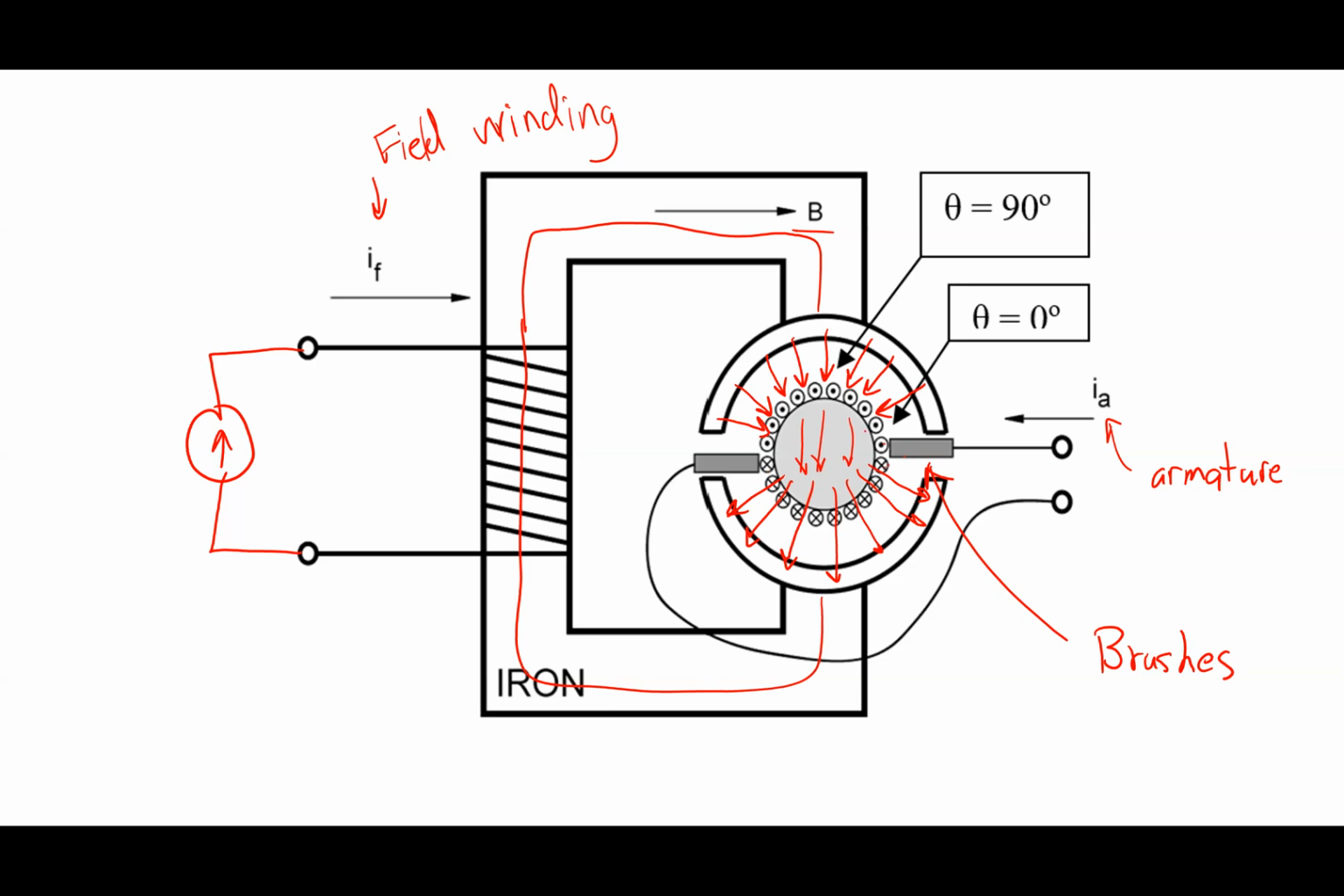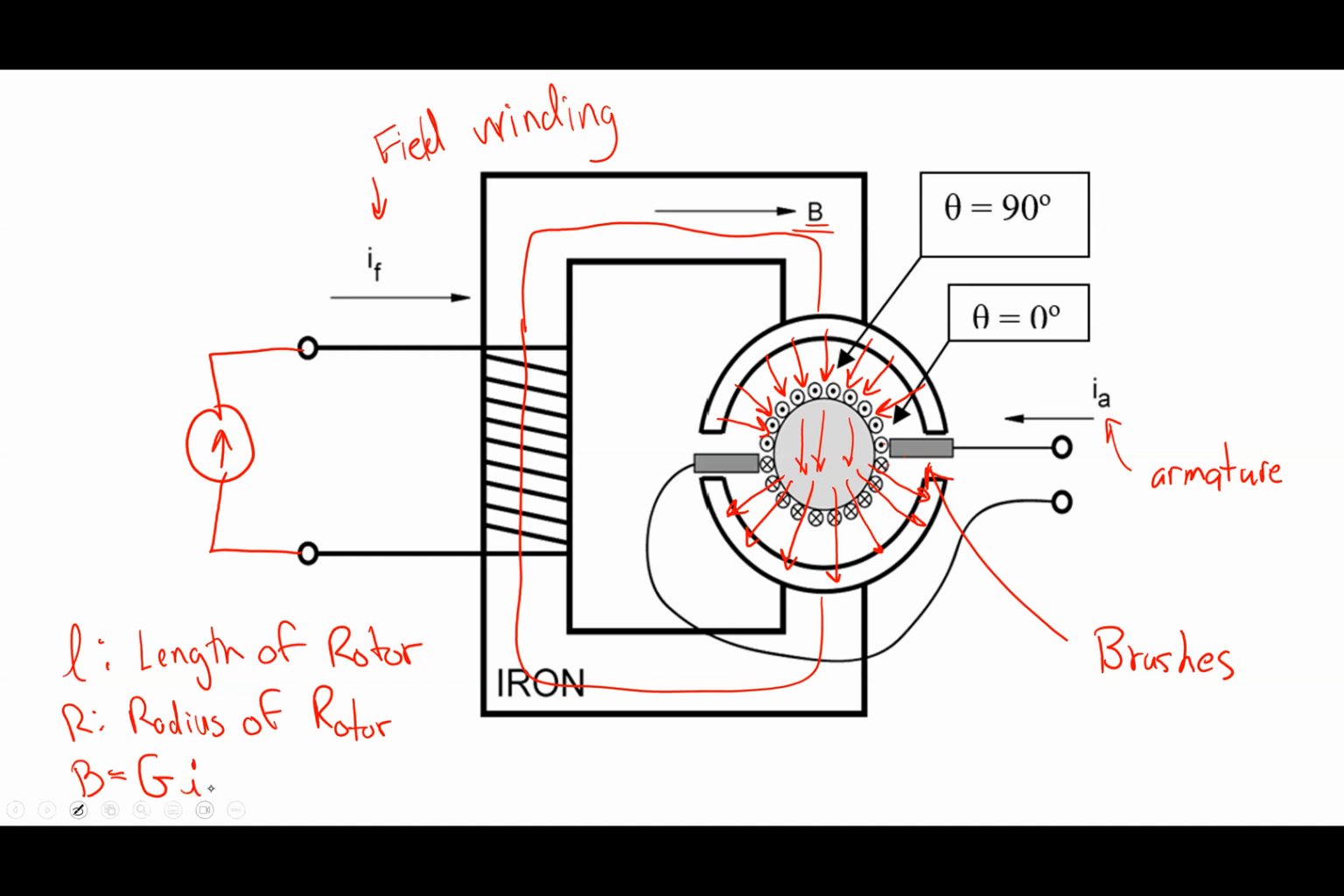So I have a current, and let's say the rotor has a length L. So L is the length of the rotor. Let's say R is the radius of the rotor. And let's say that there's a B field that exists in this particular case. How would I figure out what the B field is, this B right here? I could do my magnetic circuit analysis if I wanted to, but I know that it's always going to be some constant. I'm going to write it as G times I sub F.